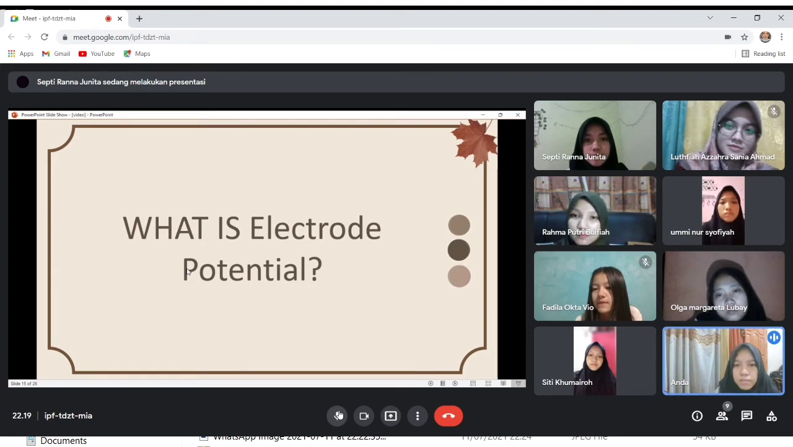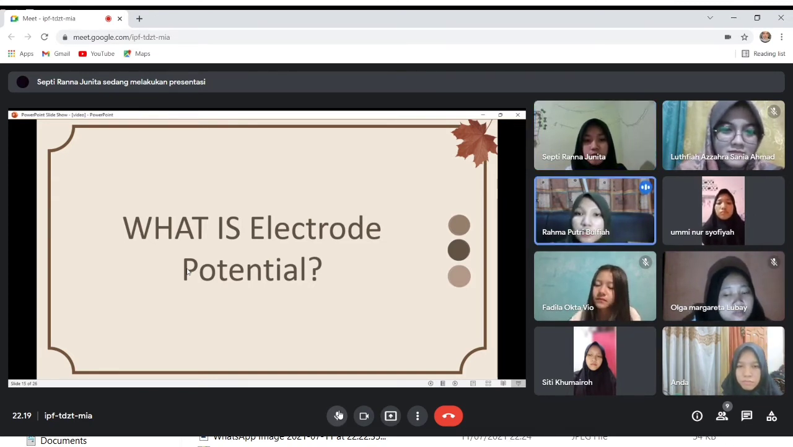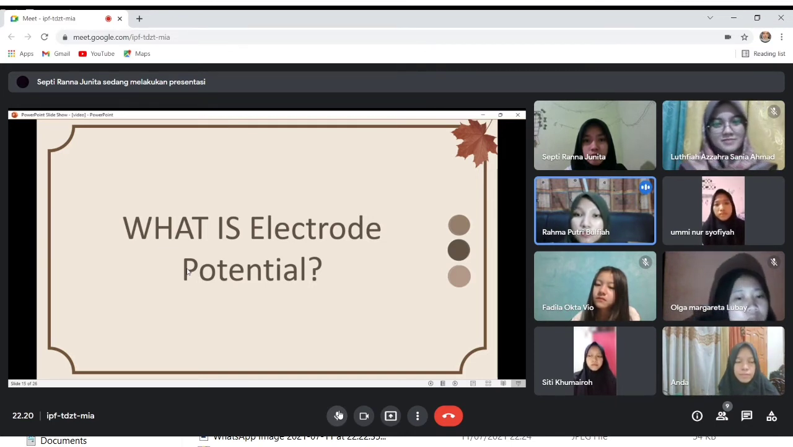Yes, Miss. Miss, how do we calculate the potential of an electrode? That is a good question. We cannot measure this potential directly, but we can measure the difference in potential between the metal or metal ion systems. To determine the potential of an electrode, we should use standard conditions when comparing electrode potentials. The electrode potential we measure is called the standard electrode potential.